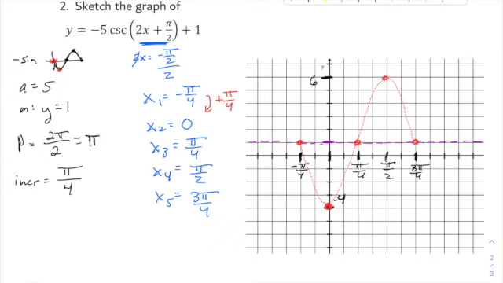And similar to the secant, the same idea that any points that are on the midline, that's where sine is 0. So these 3 spots, in this case x1, x3, and x5, those will be places where cosecant is undefined. And if you don't believe it, of course, go ahead and plug negative pi over 4 into here, and you'll get a 0 on the inside, and the cosecant of 0 is undefined. So all 3 of these spots are places where this graph is going to be undefined, so we're going to sketch a vertical asymptote.